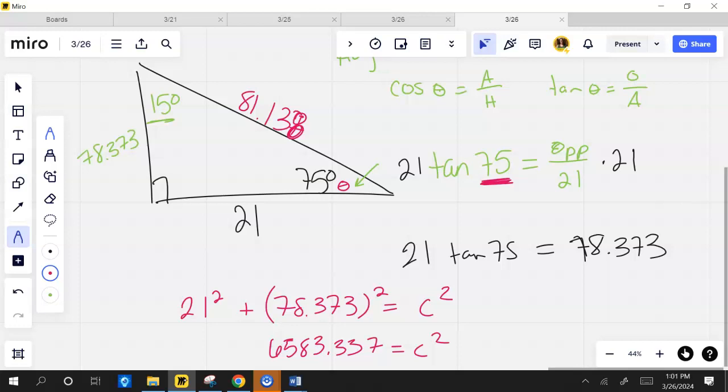That's your hypotenuse. But it doesn't matter, because you only have to use the trig function for one thing. Everything else can be either the sum of the angles is 180 or the Pythagorean theorem. This is hypotenuse. If this is my theta: hypotenuse, adjacent, opposite.